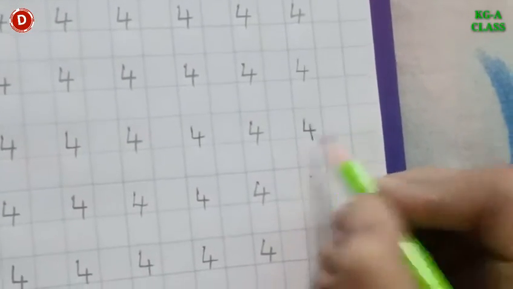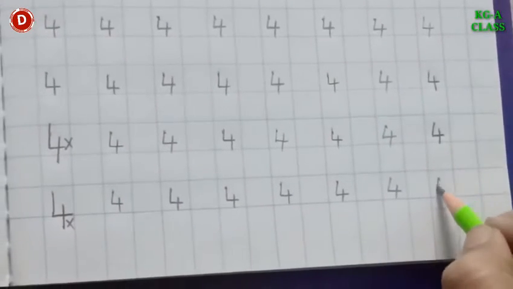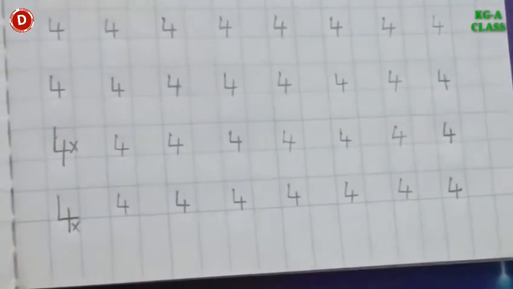So children, in this way you have to write number 4. Standing line, sleeping line and then standing line. Standing line, sleeping line, cut like this. In this way you have to write number 4 in your maths notebook.